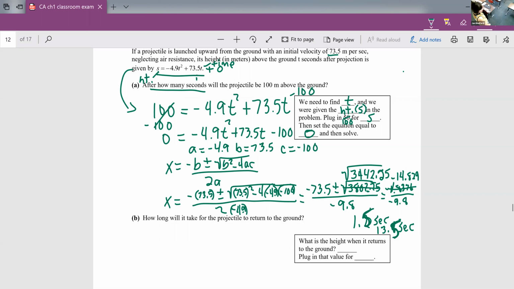Why are there two answers? Why does it say 1.5 and it says 13.5? Does that make sense? So think about what this is doing in the real world. So you shoot this thing off from the ground, and it's going to go up in the air. Eventually, it's going to hit a point and it's going to come back down, right? If this is 100 meters, does it make sense that it's going to hit 100 meters on the way up and it'll hit 100 meters back again on the way down? That's why there's two answers. In between 1.5 seconds and 13.5 seconds, this thing is more than 100 meters in the air. Make sense? So one is the time going up, the other is the time when it hits 100 meters coming back down.